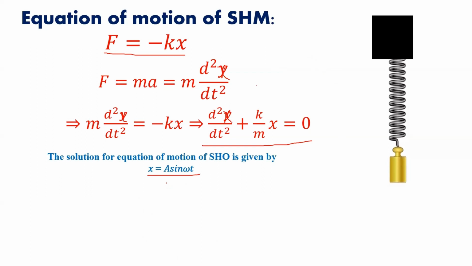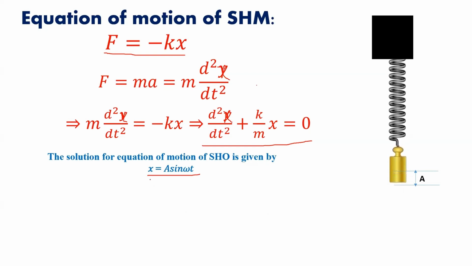Here a is the amplitude and omega is the angular frequency. So amplitude means the maximum displacement. So from this mean position here, how much distance it moves, that is the amplitude here. Omega is the angular frequency.